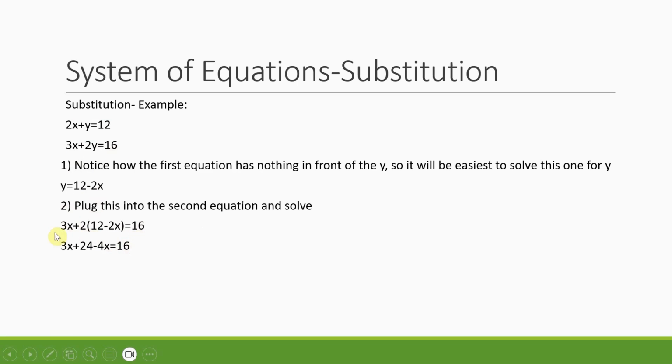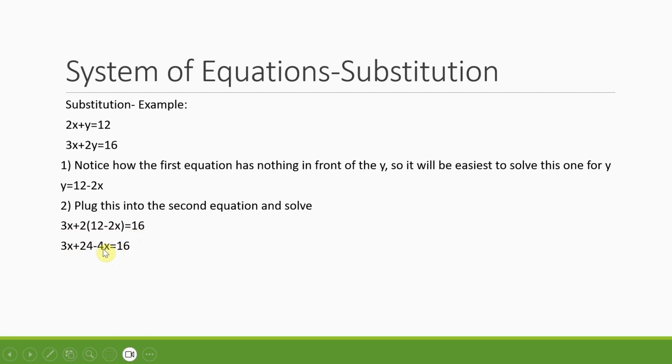So the first thing I did here is I have to distribute this 2 into the parentheses. If you don't remember how to do that, you just have to multiply the 2 by everything in here. And luckily it's positive 2, so there's nothing complicated. Be careful. If this said minus 2, you have to multiply everything in here by negative 2. But that's not the case here. So I have 3x plus 2 times 12 is 24, minus, because 2 times negative 2 is negative 4, so minus 4x equals 16.